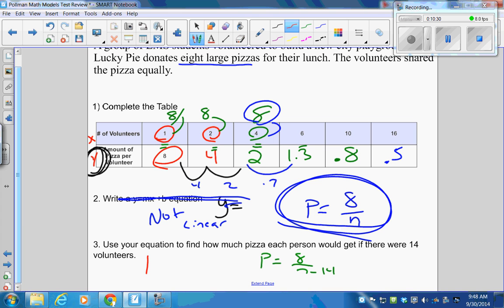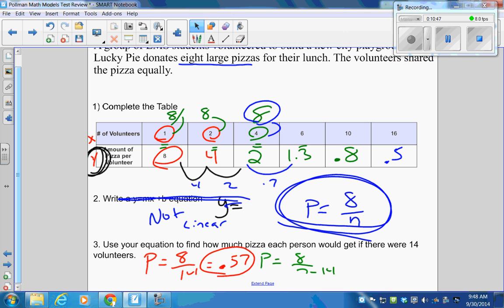So all you do is p equals 8 divided by 14, and when I do that, the total number of pizzas each kid gets is 0.57, or just over half a pizza. I hope that problem made sense. I would guess that might be one of the more challenging problems for many people on the test.